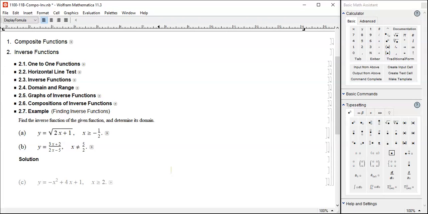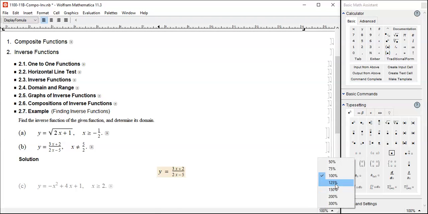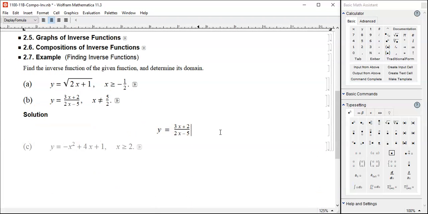Step 1 is, of course, switch x and y. Let me expand the font a little bit. We have a lot of fractions here. x is (3y plus 2) over (2x minus 5), and we are looking for y. Once you get it, then we have the inverse function.